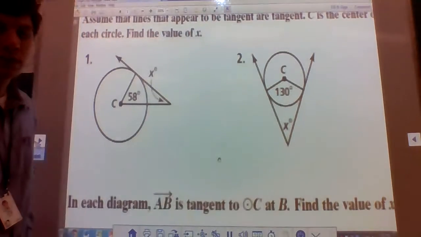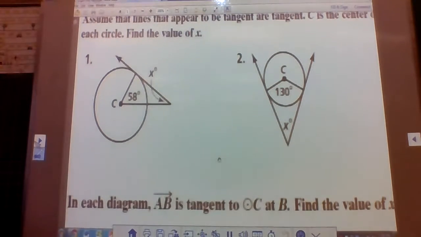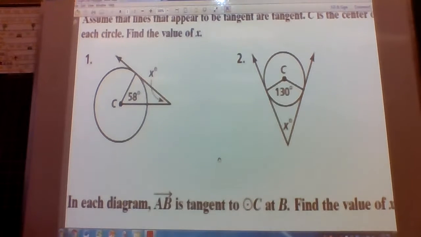Okay, this is the tangent lines practice. So we did 1 through 10. We're assuming that if the line appears to be tangent, it's a tangent line. C is the center of each circle. Find the value of x.